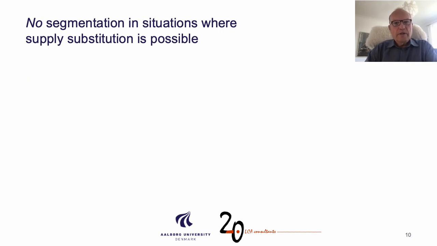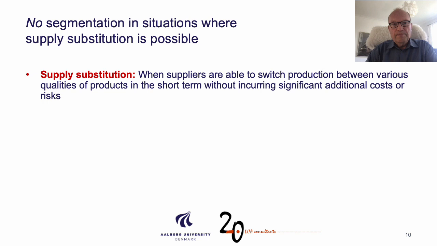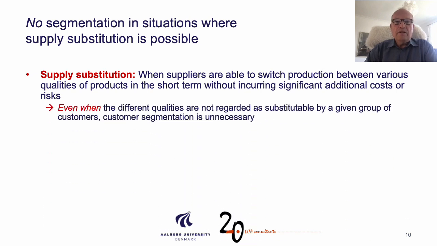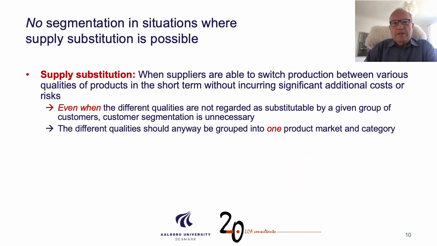In situations where supply substitution is possible, then no segmentation is needed. Supply substitution is when suppliers are able to switch production between various qualities of the products in the short term without incurring significant additional costs or risks, even when the different qualities are not regarded as substitutable by a given group of customers. The different qualities should then anyway be grouped into one product market and category.